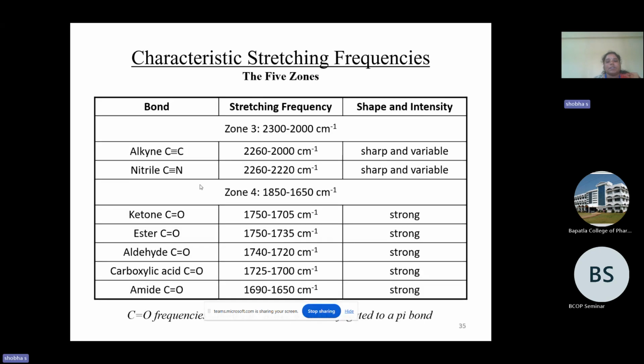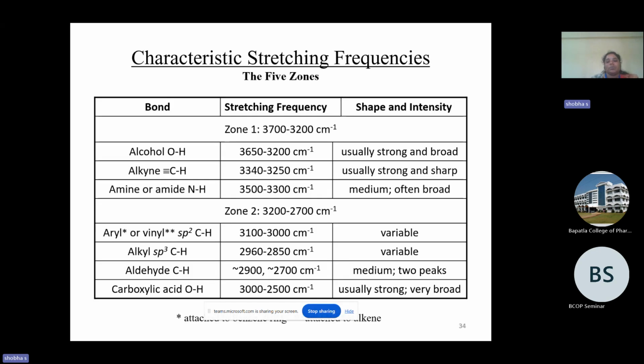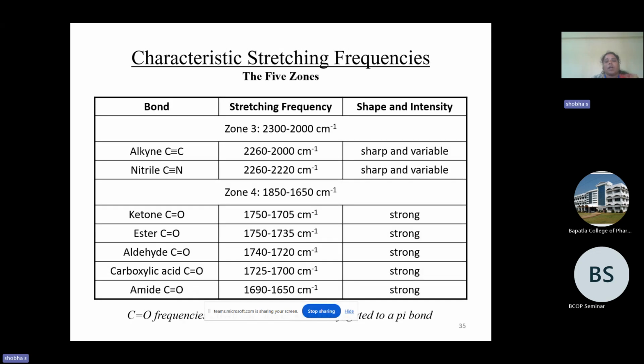And also next, whatever the zone we are telling now, we are studying only the functional group region, where it starts from 1,500 to 4,000 cm inverse. So the first zone is 3,700 to 3,200, and the second zone is between 3,200 to 2,700. And also the third zone lies between 2,300 to 2,000 cm inverse. Especially for the third zone, it will be a triple bond.